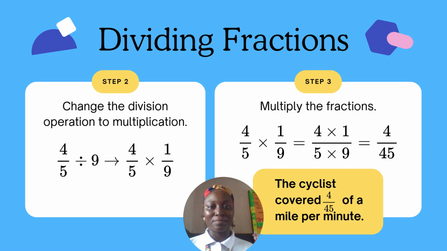Then the third step is to multiply the fractions. Using the rule I gave you when I was explaining multiplication of fractions, multiply the top numbers and multiply the bottom numbers. So we have 4 times 1, which is 4, and 5 times 9, which is 45. Therefore, the cyclist was able to cover 4 over 45 of a mile per minute.